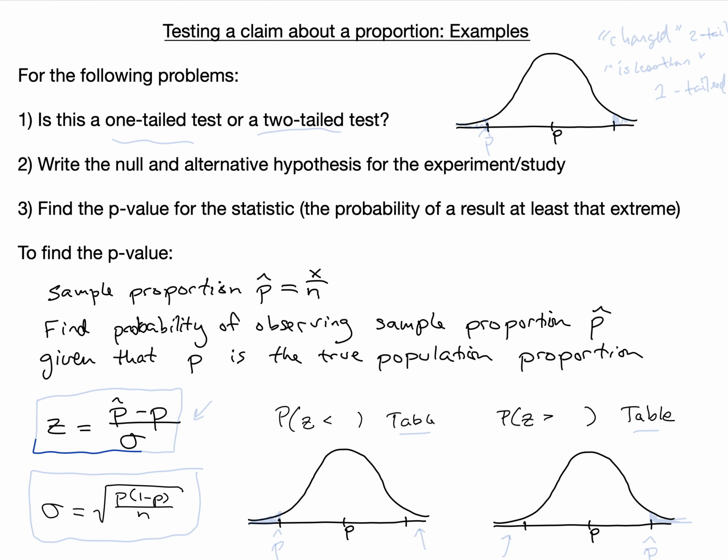In this video, we're going to do a few examples of hypothesis testing for a proportion. For each of these examples, I'd like you to answer the following 4 questions. First of all, is this a one-tailed test or a two-tailed test?